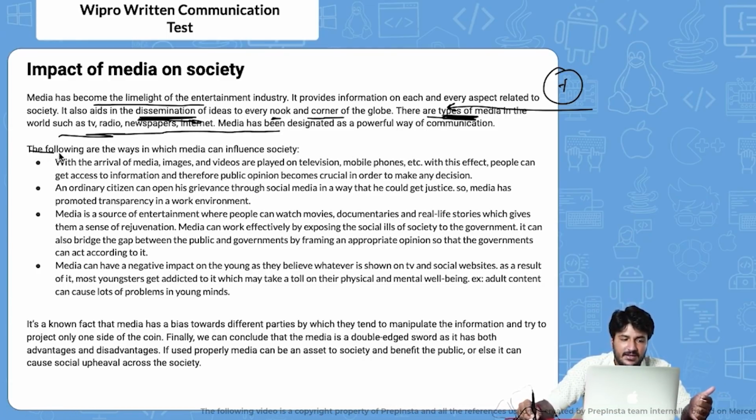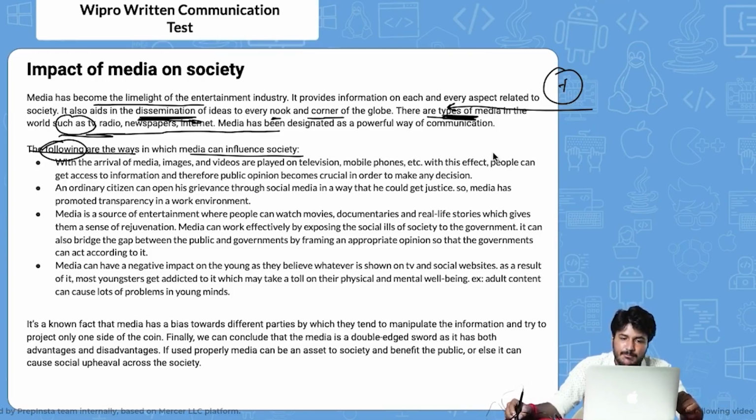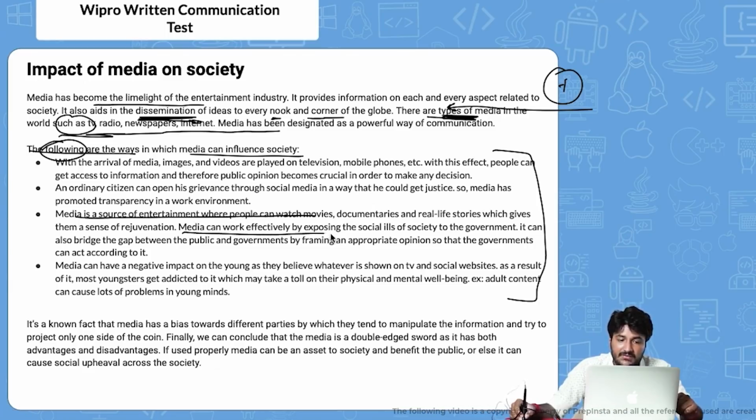Right. And then again, the following ways are which will influence the society. The following is a signpost word. And I think there was a signpost word earlier, such as was a signpost word here. So obviously she's doing that. And then she's giving examples and references here. Right. Which is very good. Media is a source of entertainment. Media can work effectively. So she's argumentating and exploring the topic, which is perfect here.